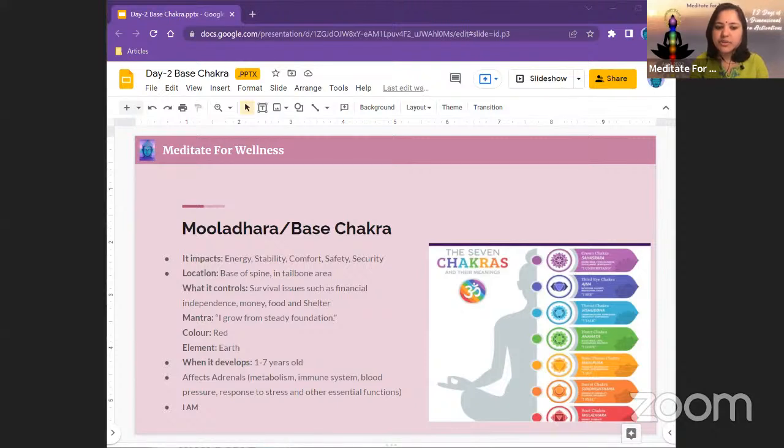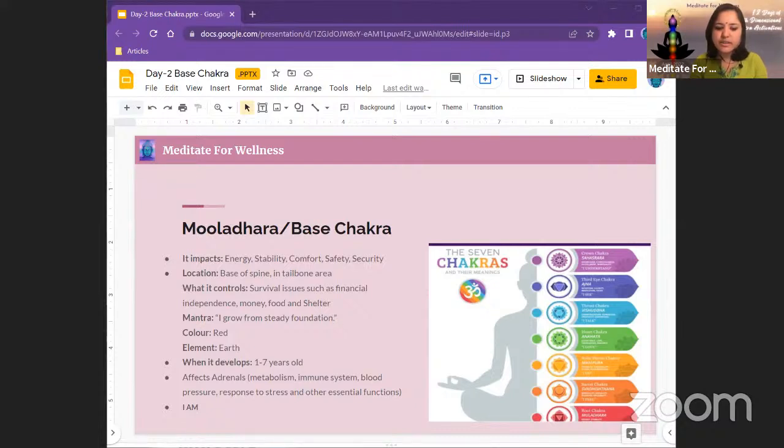And what it controls is the survival issues, such as financial independence for food, money, and shelter. And the mantra here is, I grow from a steady foundation. So I have a strong foundation and I'm not afraid of anything. You have to affirm that to yourself. The color of this chakra is red. Of the 5 elements from nature, the element that belongs to this chakra is earth.